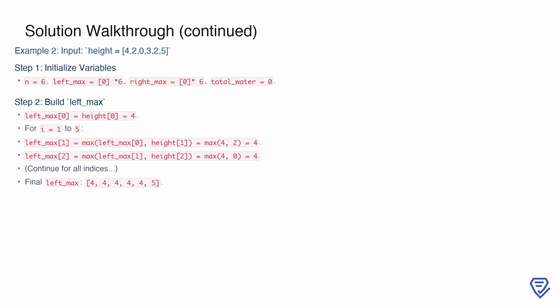In this example, the input array is smaller, with a length of 6. We begin by initializing the variables, left_max and right_max arrays filled with zeros, and total_water set to 0.